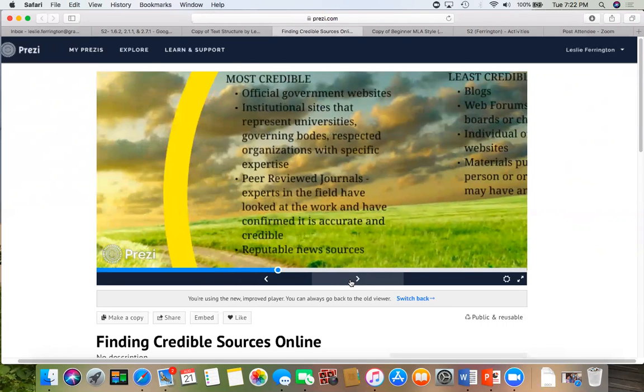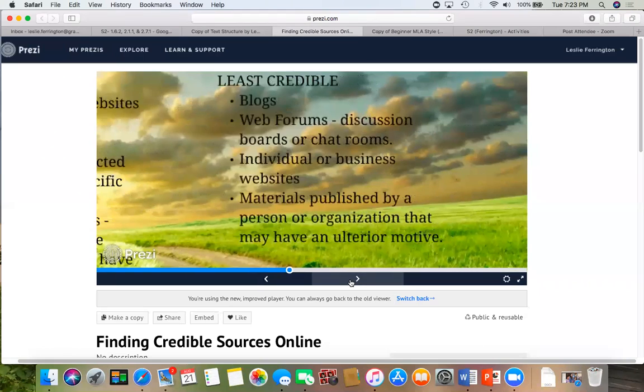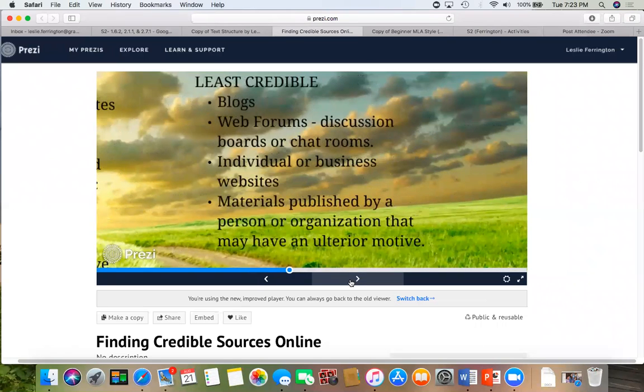Most credible, like I said, government websites, peer-reviewed journals, those are generally more reputable. And the less credible would be like blogs, websites, web forums, individual sites. Things that anybody could go on and post are less credible generally because they aren't reviewed by anybody to make sure that they're actually accurate.